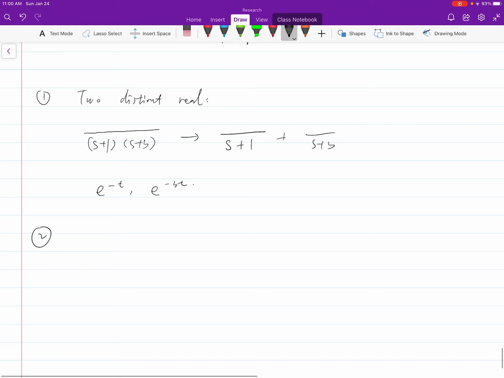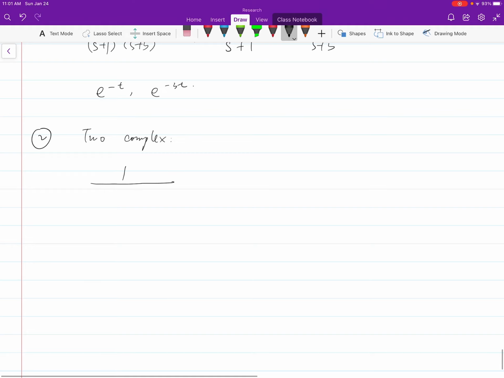Number two, what can you have? Two complex roots. So what are you going to get? You are going to get something on the bottom like this. This will give you either sine omega t or cosine omega t. This corresponds to s equals plus or minus omega i. So of course that gave you cosine omega t and sine omega t. And this case only works when your real part equals 0.